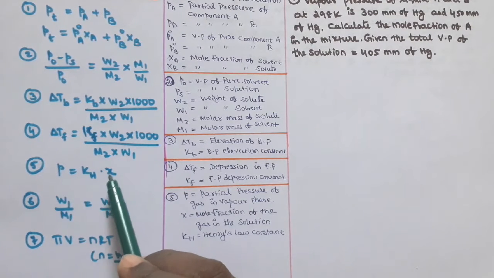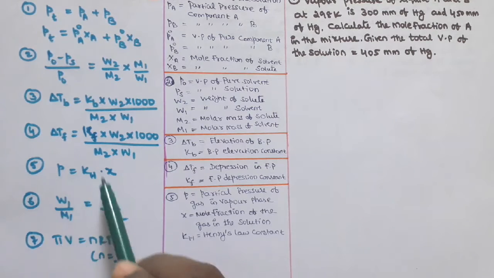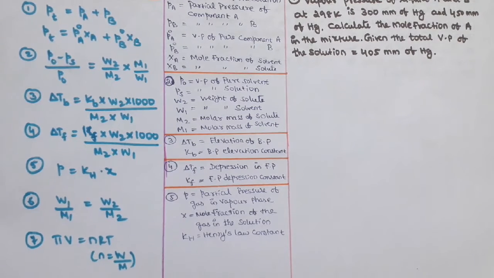P = Kh × X. P is the partial pressure of the gas in the vapor phase, X is the mole fraction of the gas in solution, and Kh is the Henry's law constant.